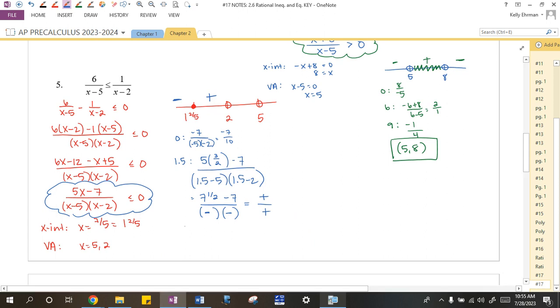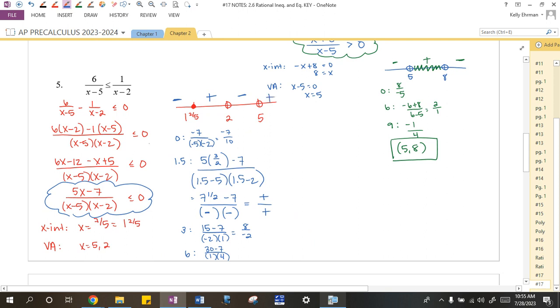Something between 2 and 5. I'm going to pick 3. 3 times 5 is 15 minus 7. 3 minus 5 is negative 2. 3 minus 2 is 1. Positive 8 divided by negative 2. I'm not going to bother simplifying that. It's just negative. Something to the right of 5 is 6. 30 minus 7, definitely positive, over 1 times 4. Positive, positive, positive, all around.